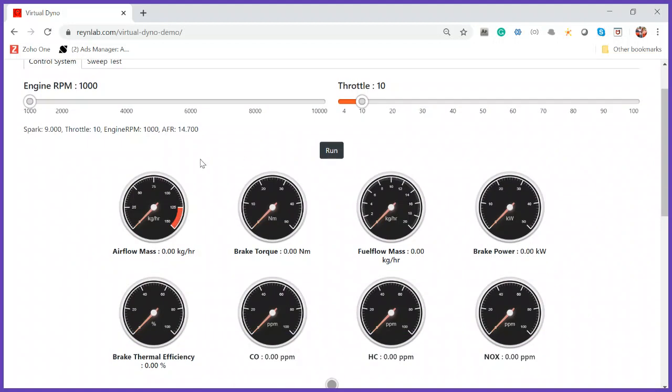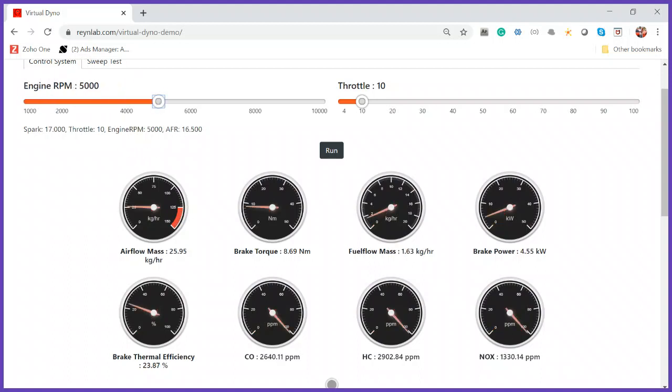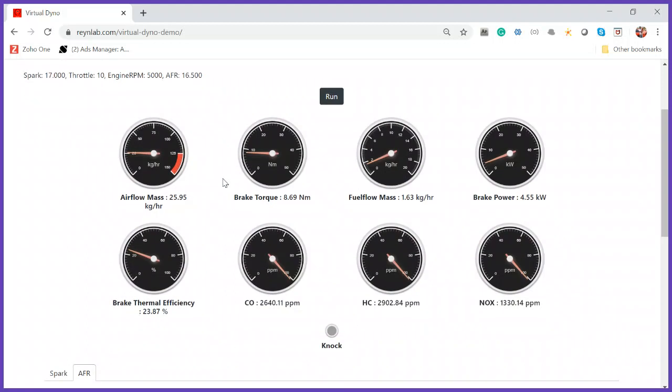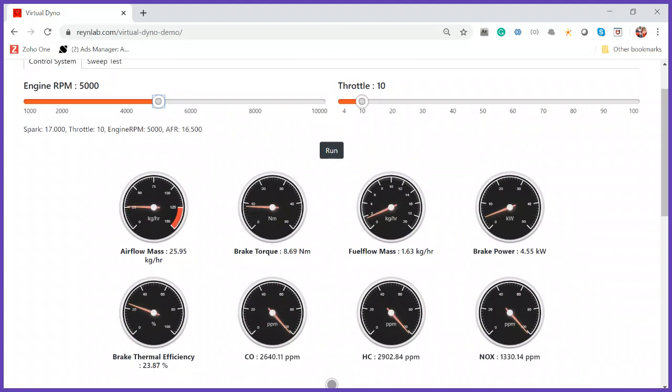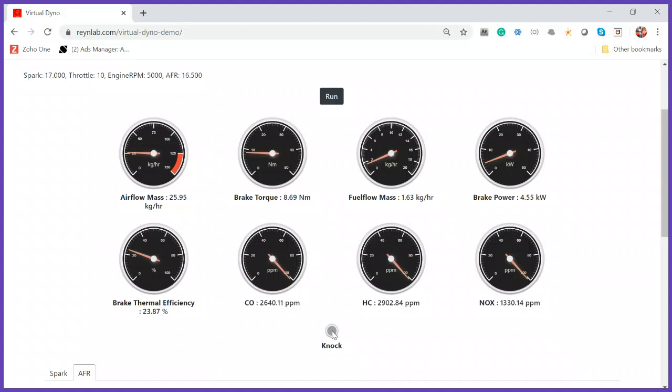Say I need to test my engine at 5000 RPM. So drag the slider and set it at 5000 RPM. Now you can start running a steady state test using these figures here. Right now we are running a steady state test at 5000 RPM with the throttle at 10%. The engine is producing around 8.69 Newton meters of torque, and your emission figures are here, and there is no knock, so this light has not come on. Your BTE is around 24%.